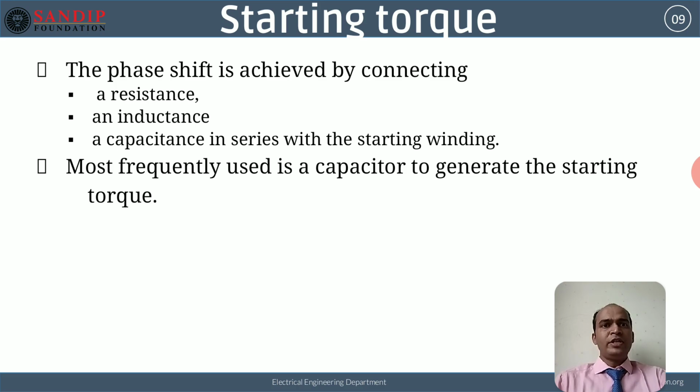The phase shift is achieved by connecting a resistance, inductance, or capacitance in series with the starting winding. The most frequently used is a capacitor to generate the starting torque. Now, next one.